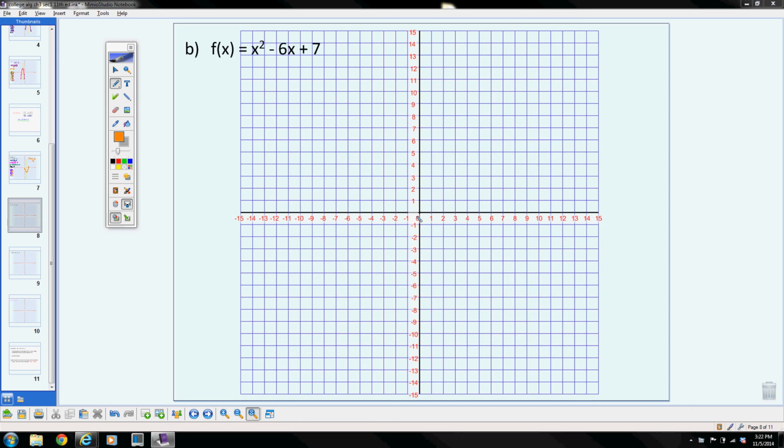Alright, let's try another one that's in quadratic form. x squared minus 6x plus 7. It's a parabola. We need to find the vertex first.